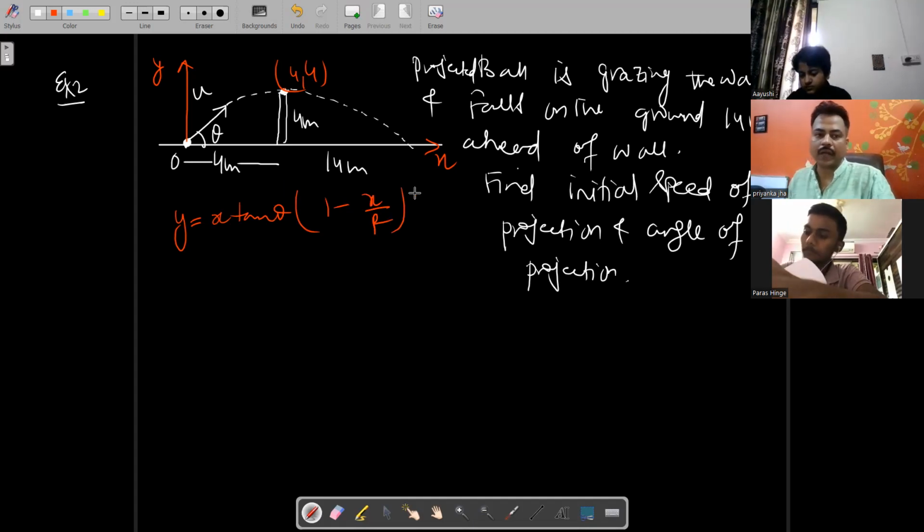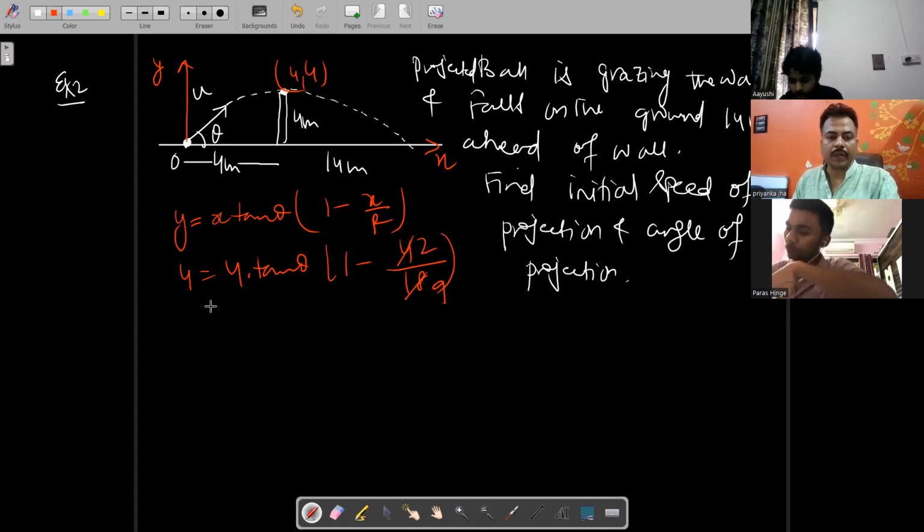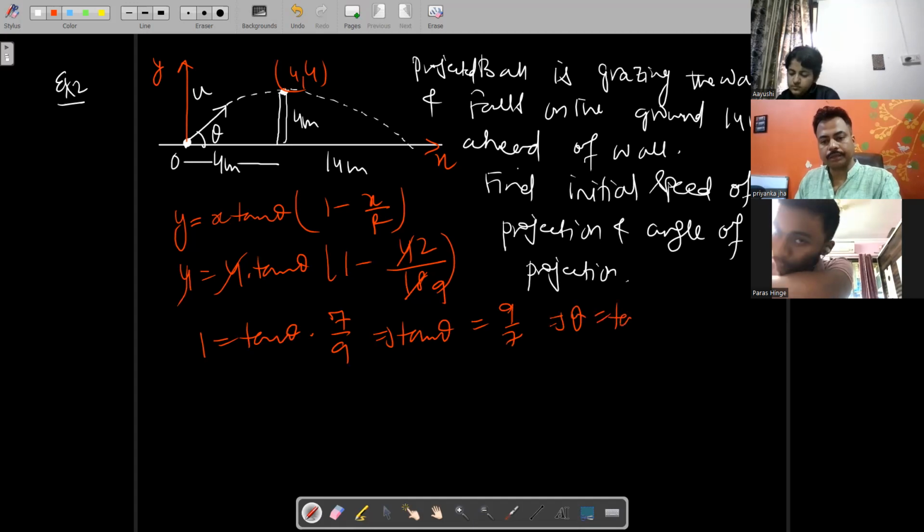I have used this formula because I know the range of the motion: the range is 4 plus 14, that is 18. I have the range with us. So put this: 4 equals 4 into tan theta into 1 minus x upon R. x means 4, and range is 18, so 2 upon 9. So 4 gone. 1 equals tan theta into 7 upon 9. So tan theta is 9 upon 7. So theta is tan inverse 9 by 7.